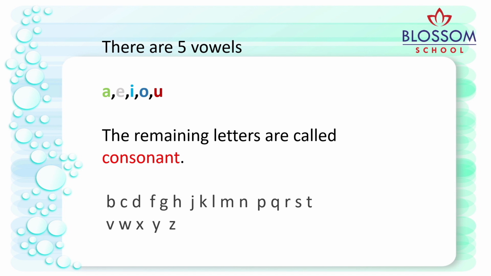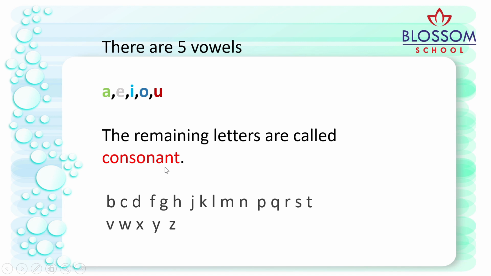And the remaining letters. How many letters are there? There are 26 letters. After excluding the 5 vowels, the remaining letters that are left are known as consonants. So can you see, these are the consonants. These are the remaining letters. So there are 21 consonants.